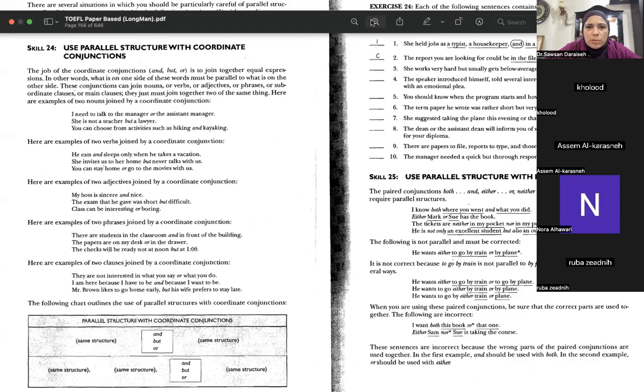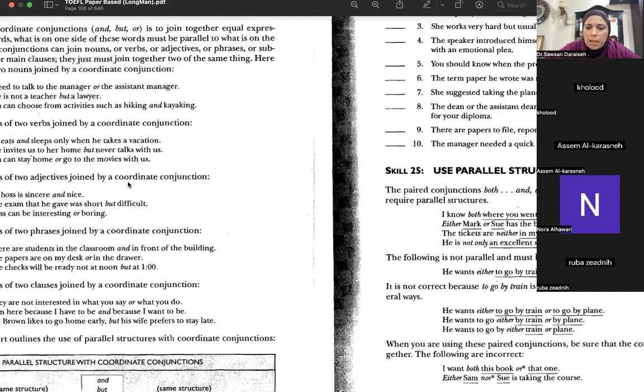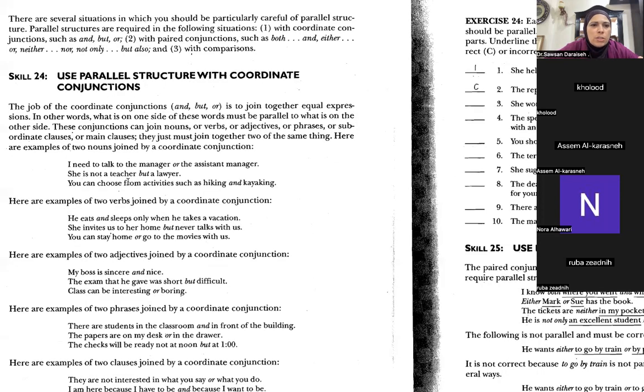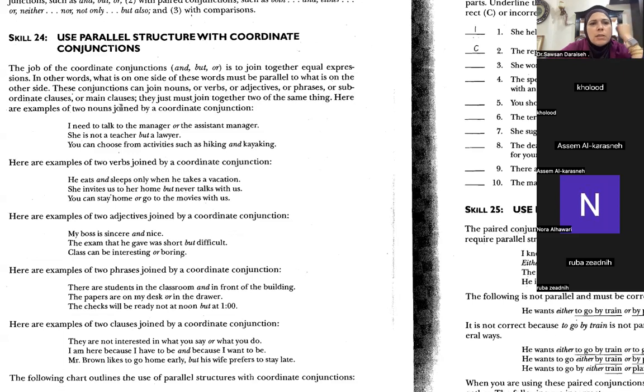Okay, there's a lot to say about this issue, as you can see, because we're going to talk about so many different kinds of structures here where we have to be parallel. Okay, here it is. The previous conversation that we just had about using parallel structure was like an introduction to this lesson, which is skill 24. Okay, what does the skill say? It repeats the idea. Use parallel structure with coordinate conjunctions.